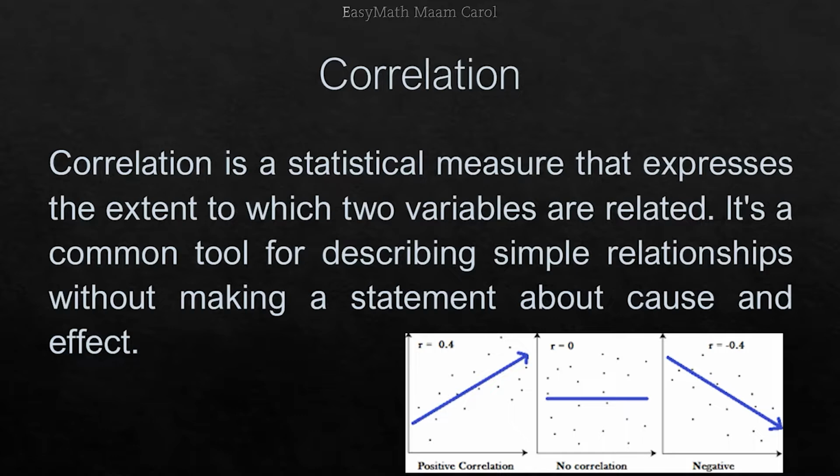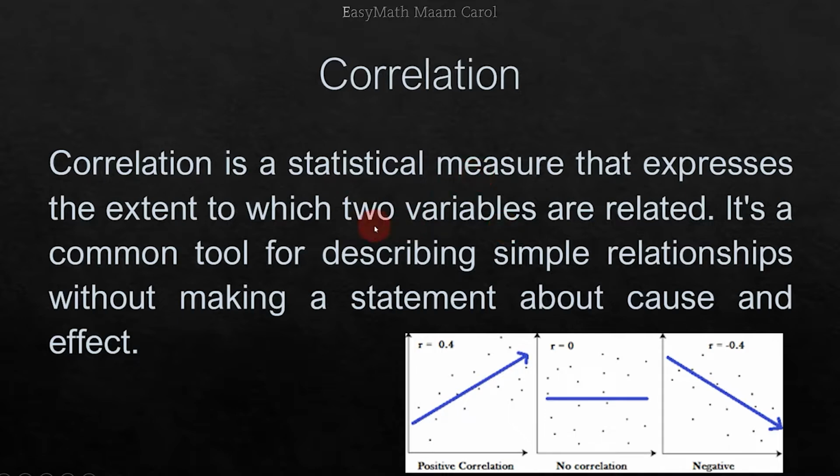What is correlation? Correlation is a statistical measure that expresses the extent to which two variables are related. When we talk about two variables, we mean numerical variables. It can either be interval or continuous. So, hindi natin pinag-uusapan dito yung relationship ng categorical, like, kunyari, yung male at female. No, we're not talking about that.